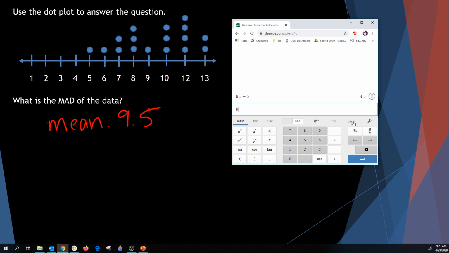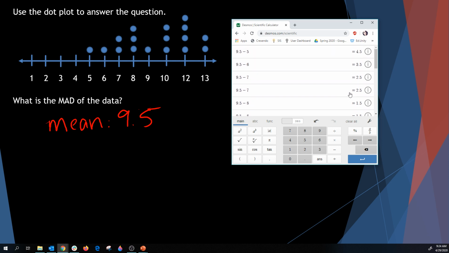I typed it backwards. So remember that if you have, like for 8, I have 3 dots above 8. So that means that I need to do my subtraction with 8 3 times. I'm going to copy paste this 4 times. 1, 2, there we go. 13 minus 9.5 2 times. Perfect.